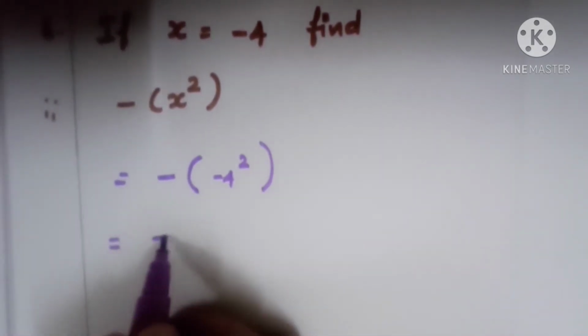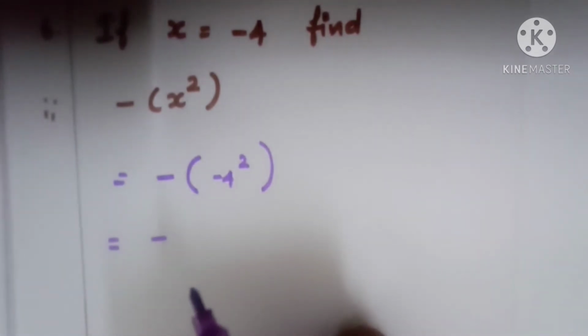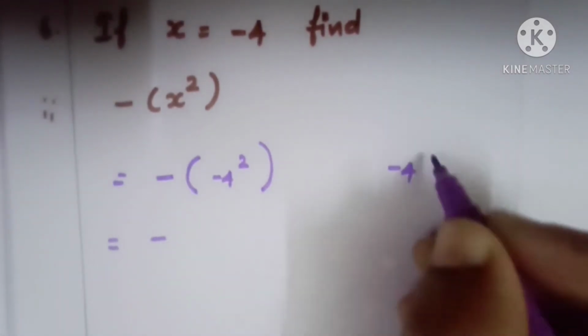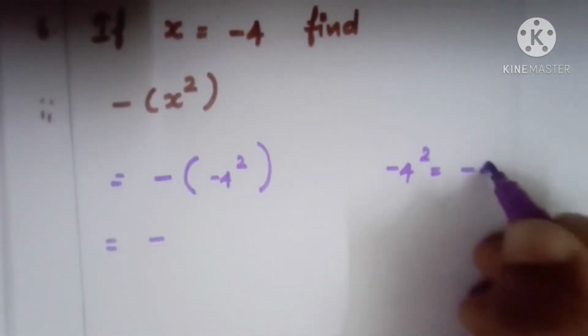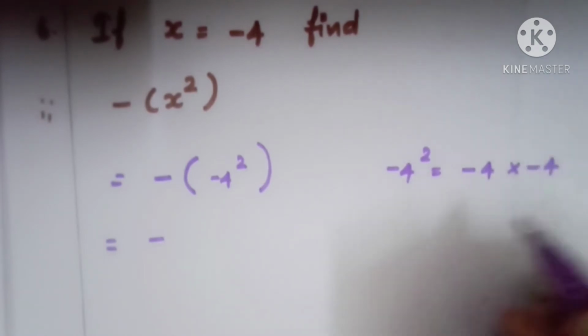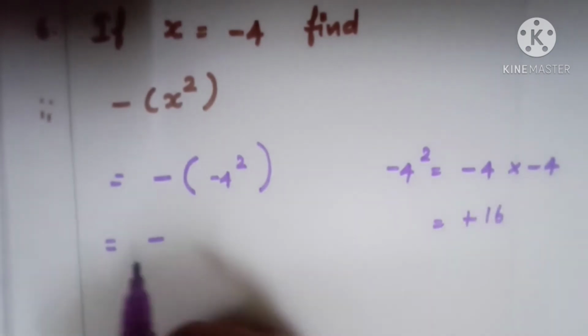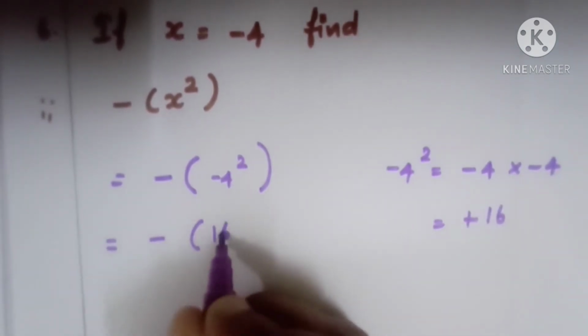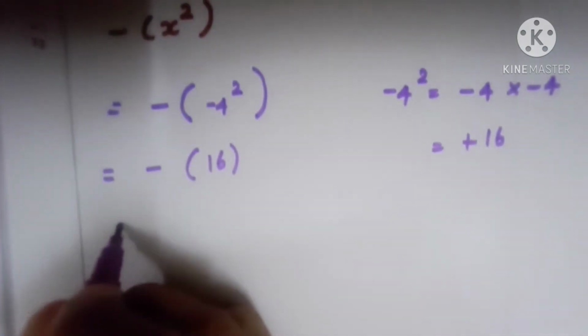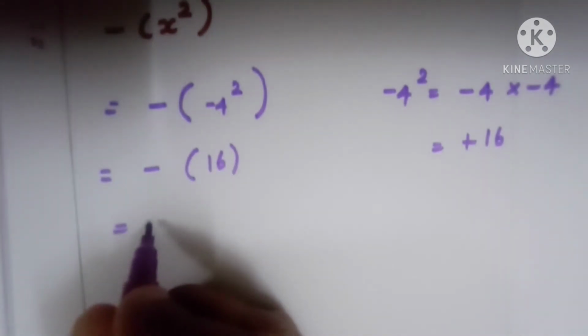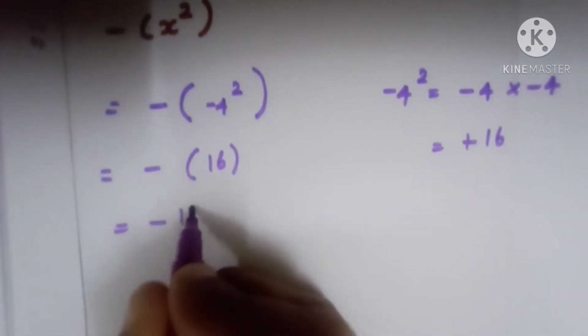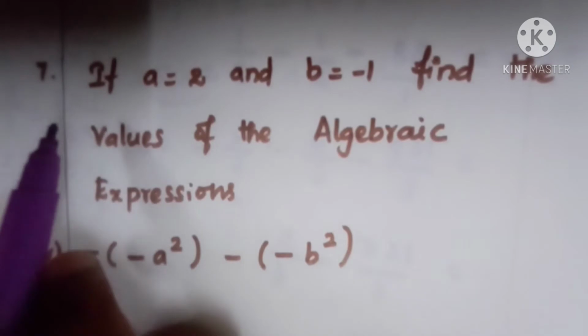Then minus of minus 4 the whole square means minus 4 into minus 4. So minus into minus plus, 4 4s are 16. So we get 16 and remove the brackets. We get minus into plus. We get minus 16.